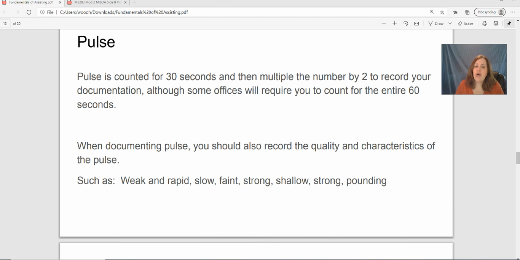Most offices, you're going to count that by 30 seconds and multiply the number by 2 to record your documentation. Although some offices will ask you to do it for the whole 60 seconds of a minute. You also want to document not only the number, but also where you took it. Radial, carotid, temporal, where'd you do it? And you should also record the quality and characteristics such as weak, rapid, slow, strong, etc.